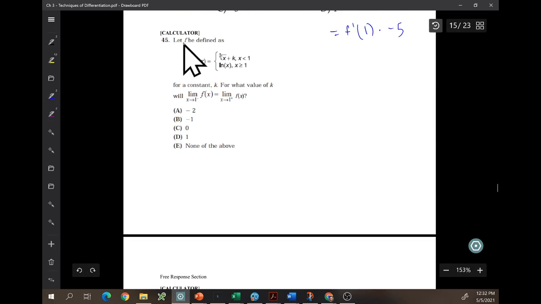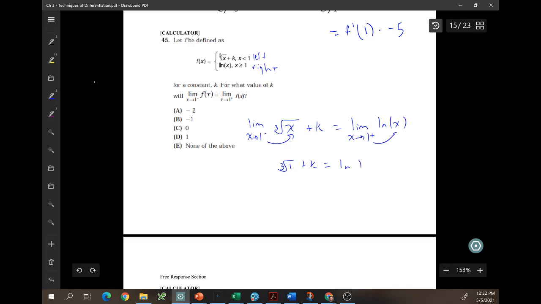And then last one is let f be defined as this function. And they ask us for what value k will the limit from the left equal the limit from the right. Well, basically what we're going to do is we're just going to take the limit as x approaches 1 from the left of cube root of x plus k. Set it equal to the limit as x approaches 1 from the right of ln of x. Because this is the left side less than, this is the right side greater than. Now both of these actually we can just do with direct substitution. So cube root of 1 plus k equals ln of 1. Cube root of 1 is 1. 1 plus k equals ln of 1. You have to memorize as 0. So we get k equals negative 1.